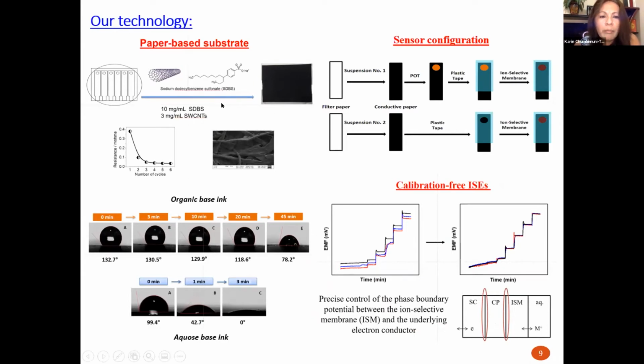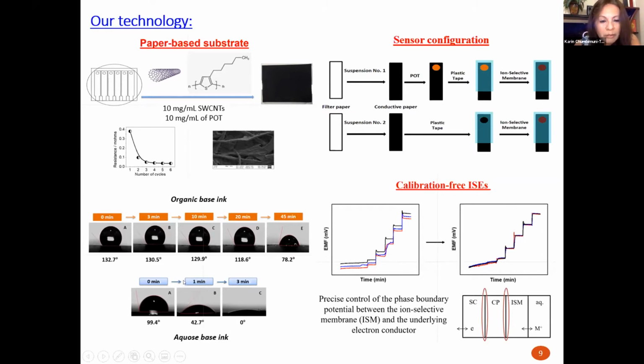So we develop an ink, what we call aqueous ink, that we use to make our filter paper conductive. Upon making the paper conductive, we put on a conducting polymer, poly(3,4-ethylenedioxythiophene), and then we make our sensor. Recently, we improved our ink, and we developed an organic ink, where we combine the poly(3,4-ethylenedioxythiophene) with carbon nanotubes. Thus, we simplify the preparation of our sensors.